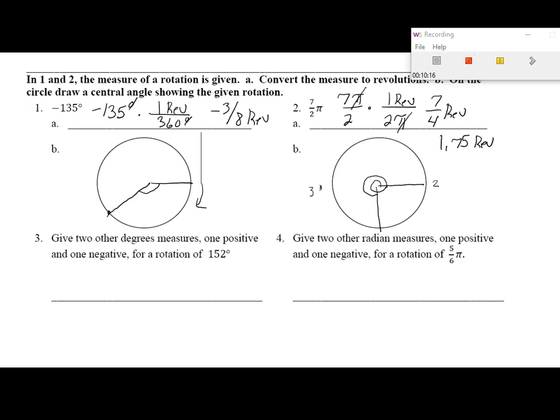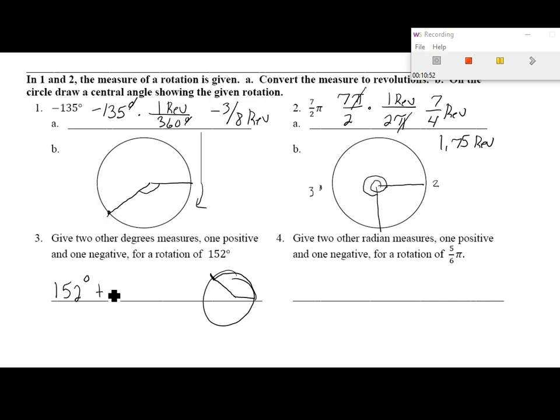My number 3 says give 2 other degree measures, one positive and one negative, for a rotation of 152 degrees. Well, what I'm doing on the circle is I'm rotating around to 152 degrees. What this means is, are there other ways to get there? I call it doing extra laps. I would like to end up at 152 degrees. I'm going to stop there.